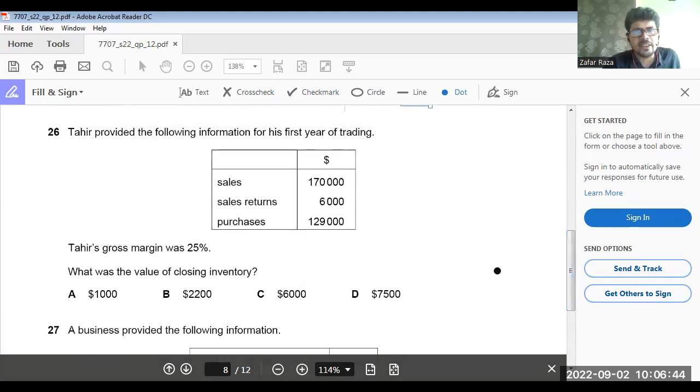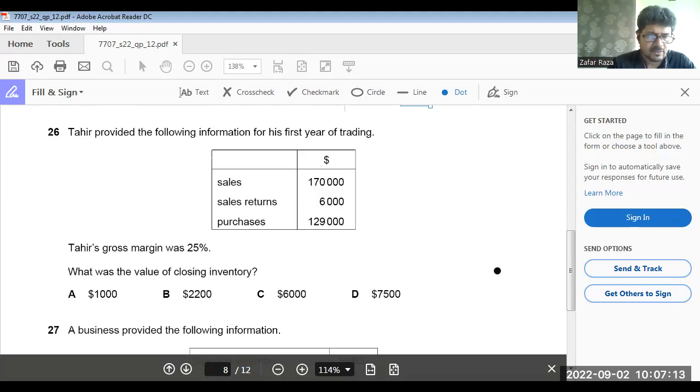Tahir provided the following information for his first year of trading: sales, return, purchase. What was the value of closing inventory? Okay. So what we have to do? We have to calculate closing inventory. See, this is the first year of trading, so there is no opening inventory. We have to keep in mind that.